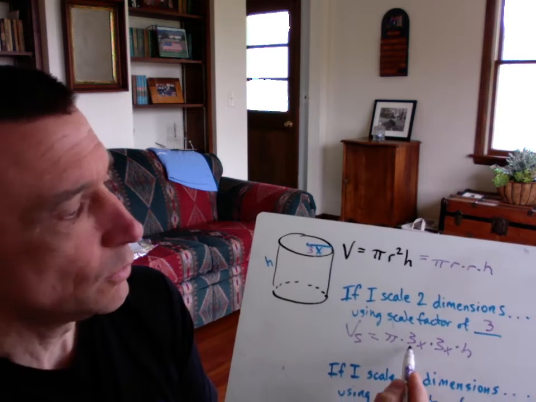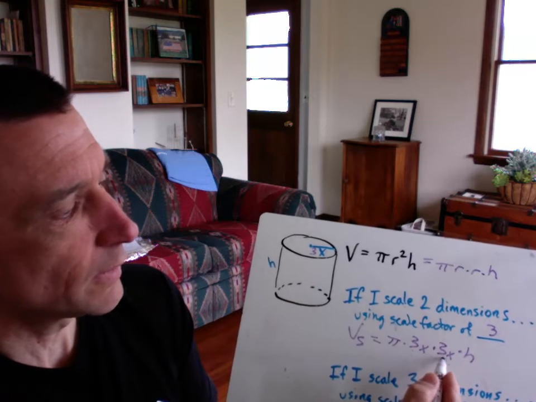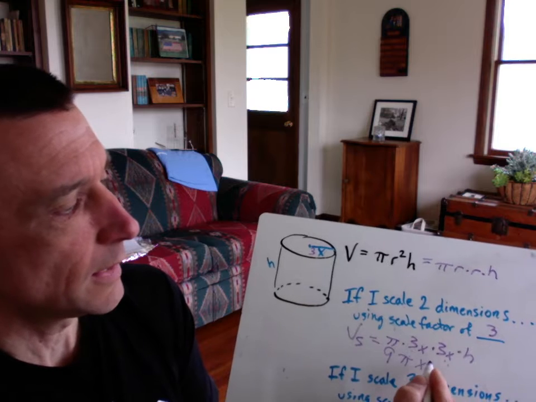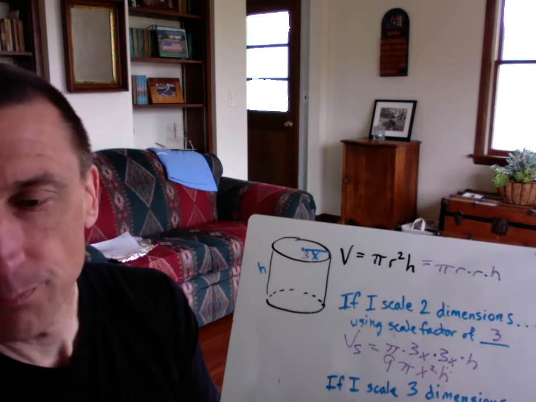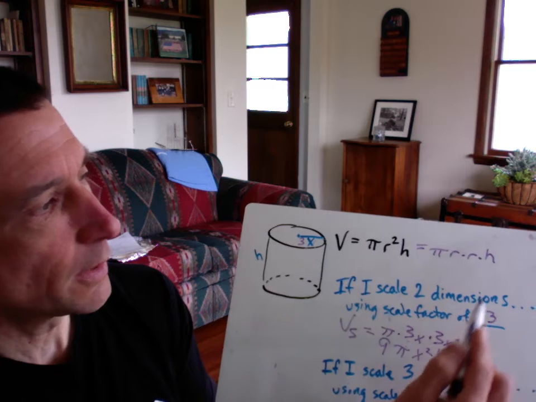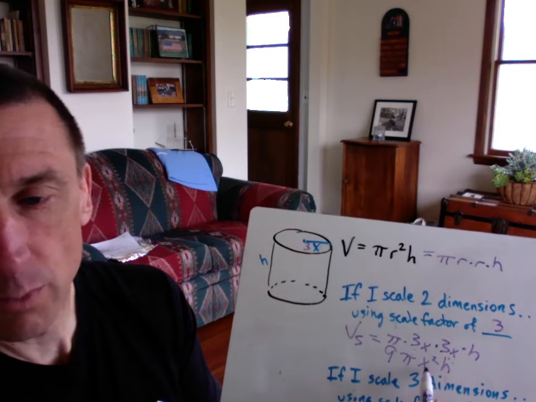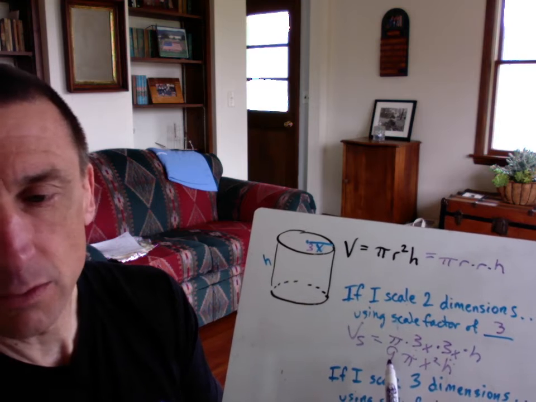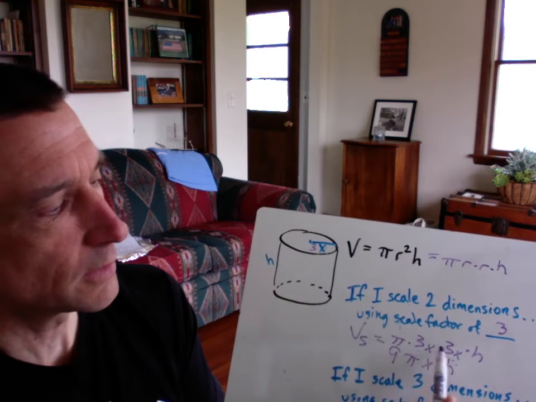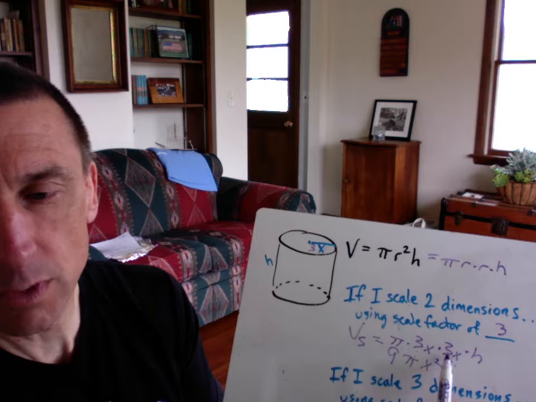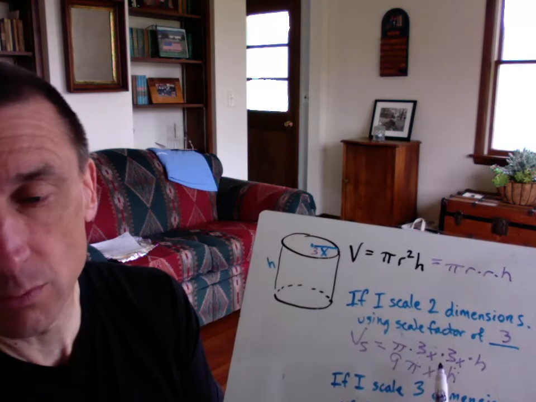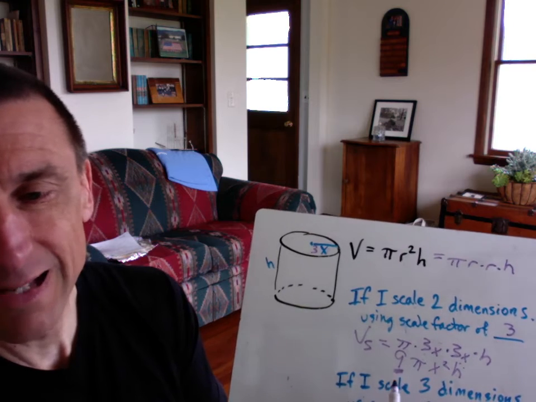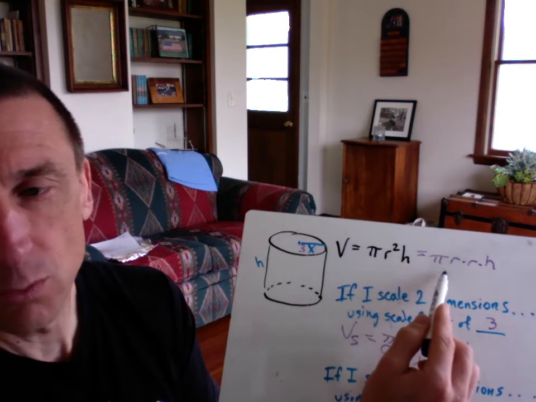So I've scaled these 2 dimensions, and you can see if I rearrange these values, this is 9 pi x squared h. The h is the height of the cylinder, the x squared was the original radius squared, and the 9 is coming out of increasing the size of the radius 2 different times, and we're multiplying those or squaring those. 3 squared is 9. So the new volume is 9 times the original volume.